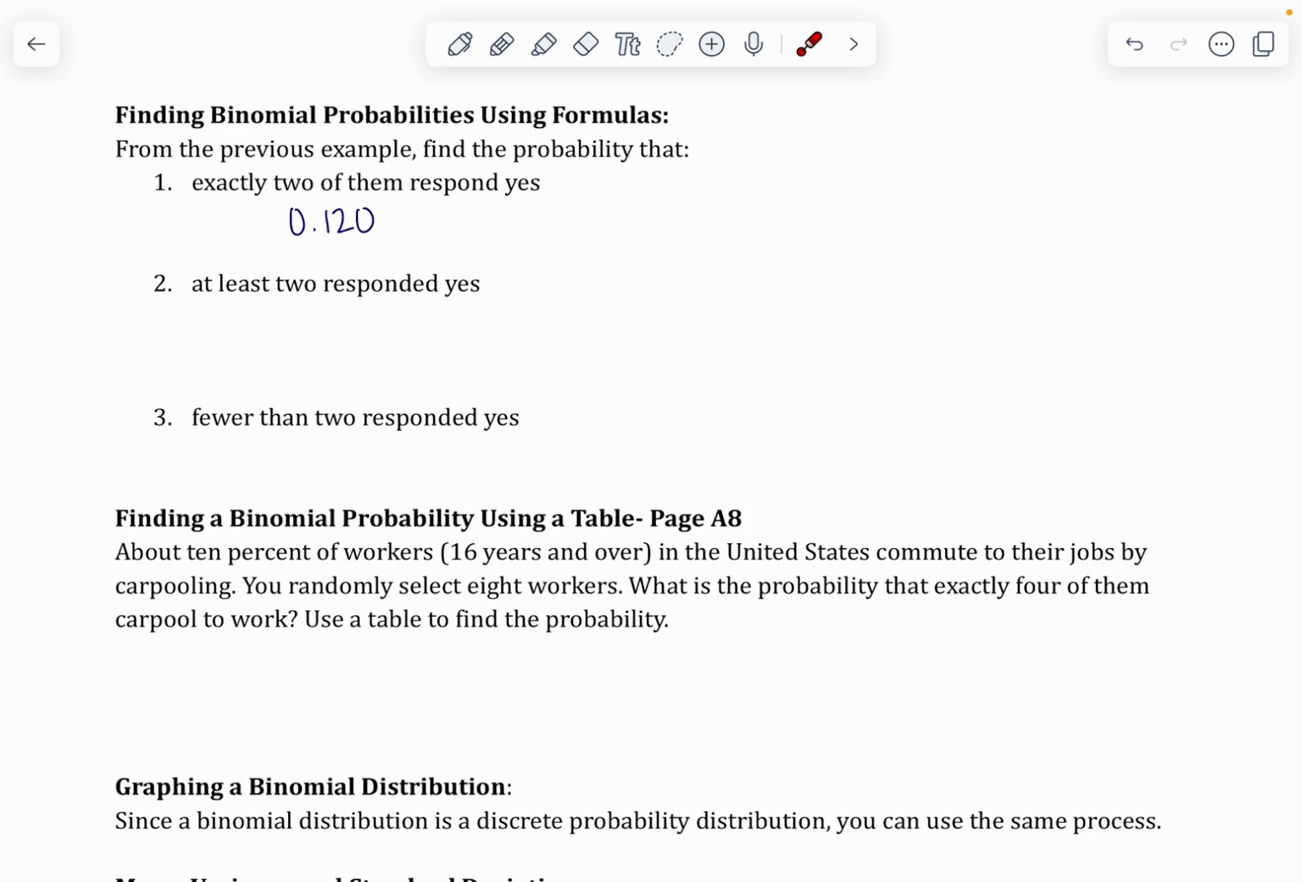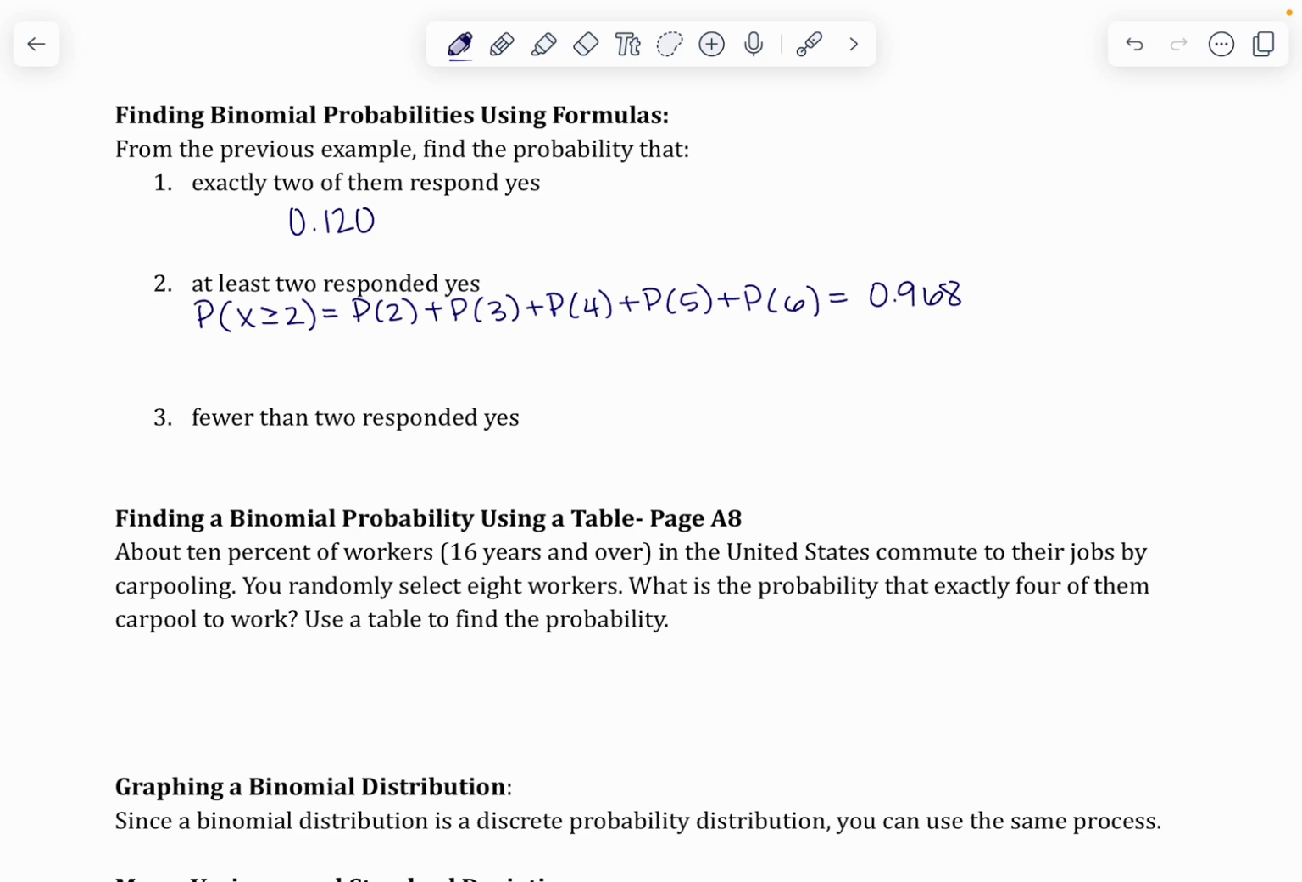If we want to find that the probability is at least 2, so the probability that x is greater than or equal to 2, you have a couple options of what you can do. You can add the probability of 2 plus the probability of 3 plus the probability of 4 plus the probability of 5 plus the probability of 6. Add those all up. If you do that, you should get 0.968.